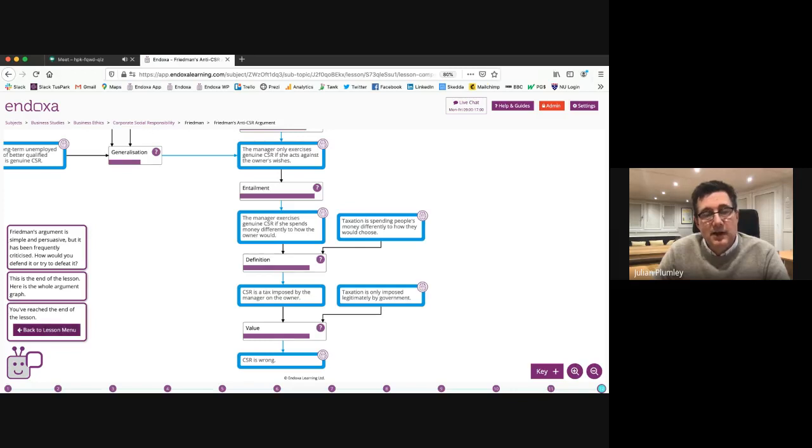It's after that that you can edit the graph and add more into it. So I haven't added any more steps because I thought this lesson was long enough already. But you could certainly add more steps that were undermining parts of the argument.